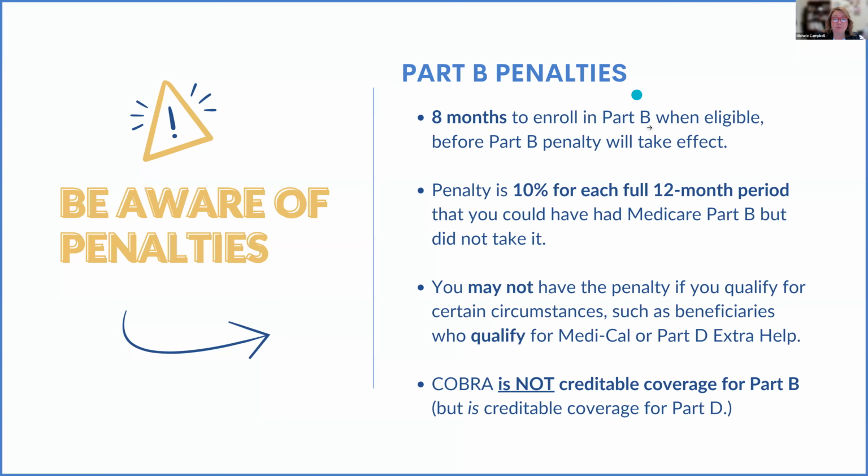Okay, Part B penalties. You have 8 months to enroll in Part B before you get a penalty. If you do get a penalty, it's 10% for every 12-month period that you could have had B, but you did not take it. If you qualify for Medi-Cal or Part D extra help, they will waive the penalty. COBRA is not considered creditable coverage for Part B. It is for the drug plan, but not for Part B.